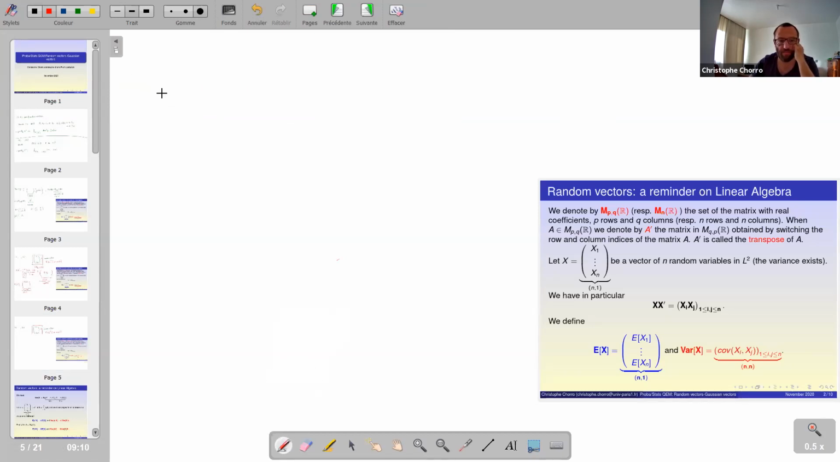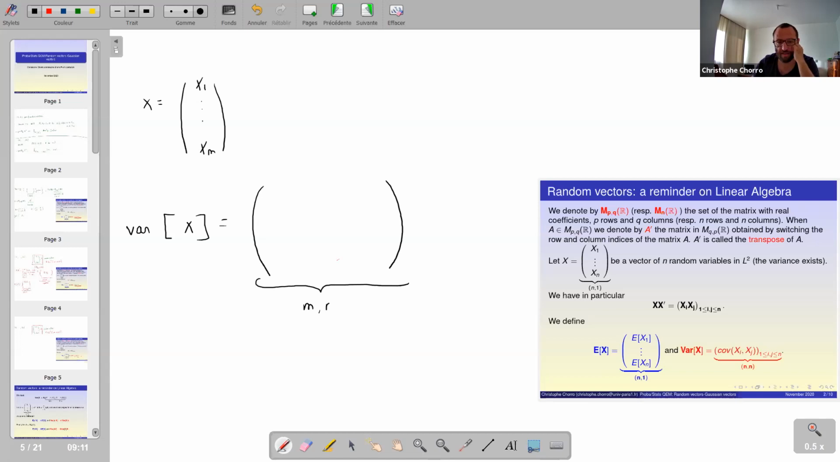So if I have my vector here, x1, ..., xn, we are going to define the variance of capital X as, so not a vector in this case, but a matrix, a real matrix of size n lines, n columns, and the term inside here will be the covariance between xi and xj.